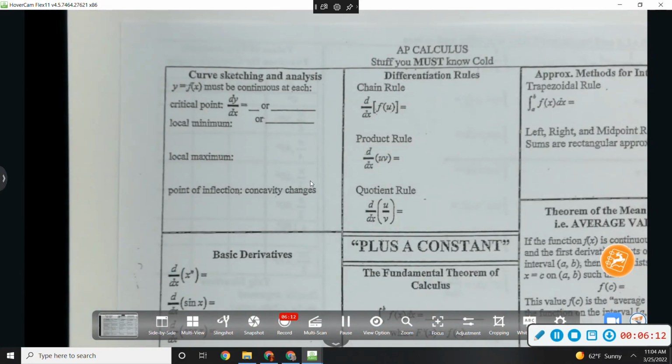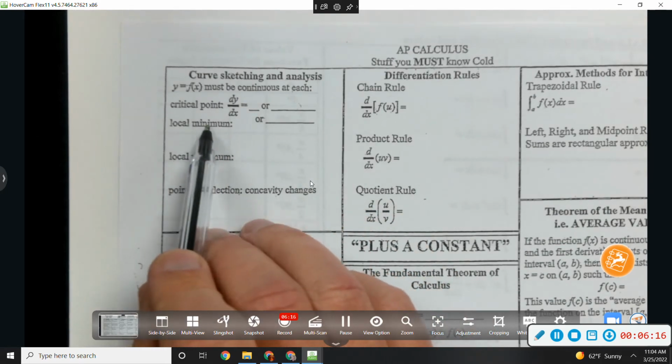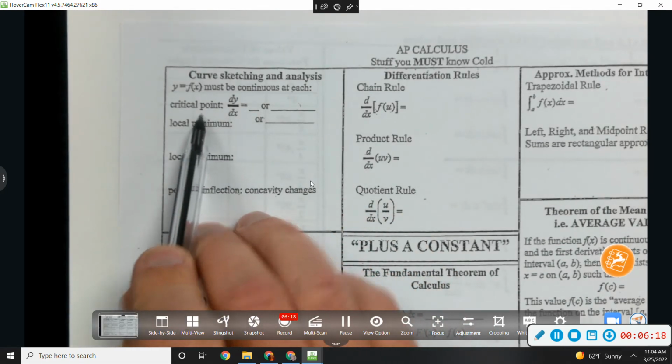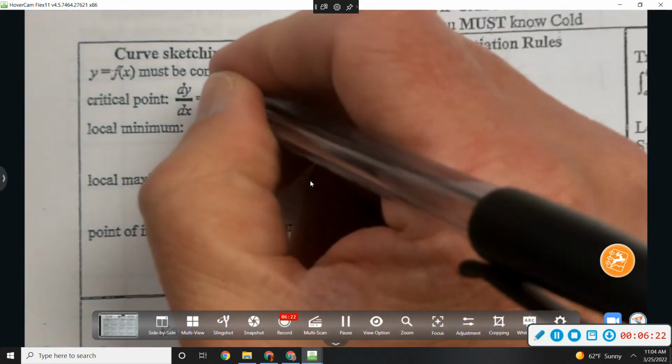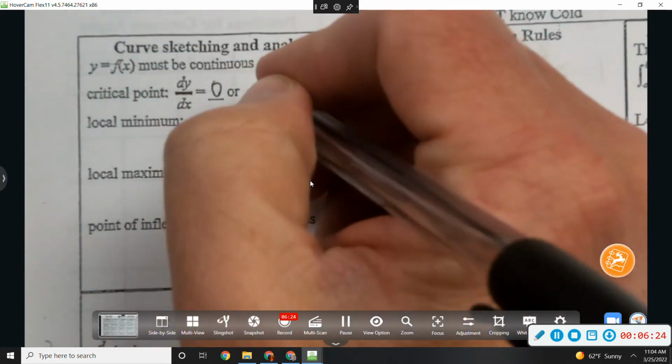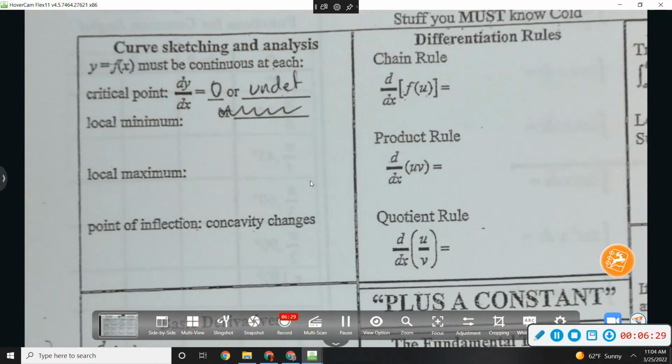Y equals f of x must be continuous at each critical point. So the definition of a critical point is dy dx equals 0 or infinity. Undefined. I don't know what that extra blank there is for. I think that's a typo.